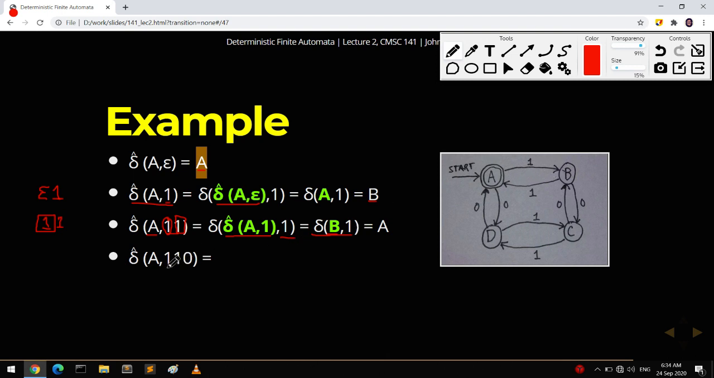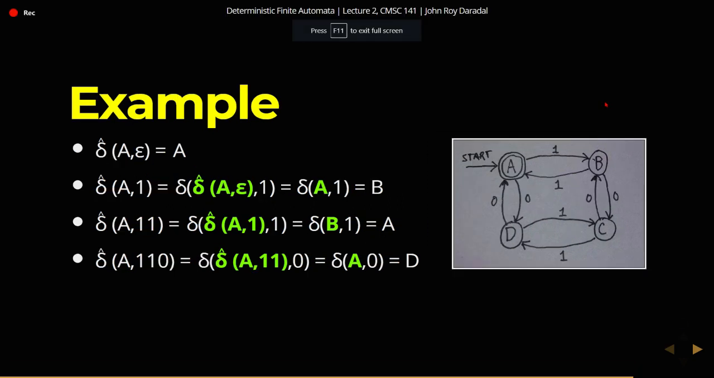And lastly, 110 could be written as 110, wherein 11 is your prefix and 0 is your last symbol. So we could rewrite this as delta of delta hat A11, which is the prefix, and we know that from the previous item to be A. So that's A here. And then we pair that with the last symbol, which is 0. So from A to 0, that would be going to D. Okay? So that is the formal definition of our extended transition function.